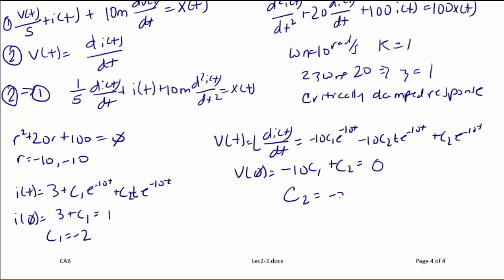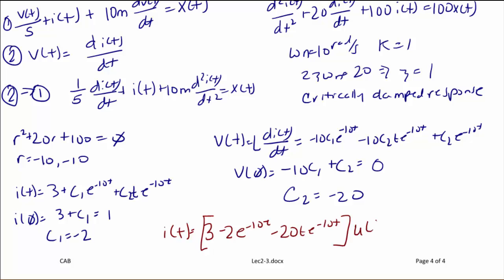And finally, the answer for I of t. I of t is equal to 3 minus 2 e to the negative 10t minus 20t e to the negative 10t. And this is for t greater than or equal to 0, so we multiply it by u of t. And this concludes today's lecture on solving second order circuits.